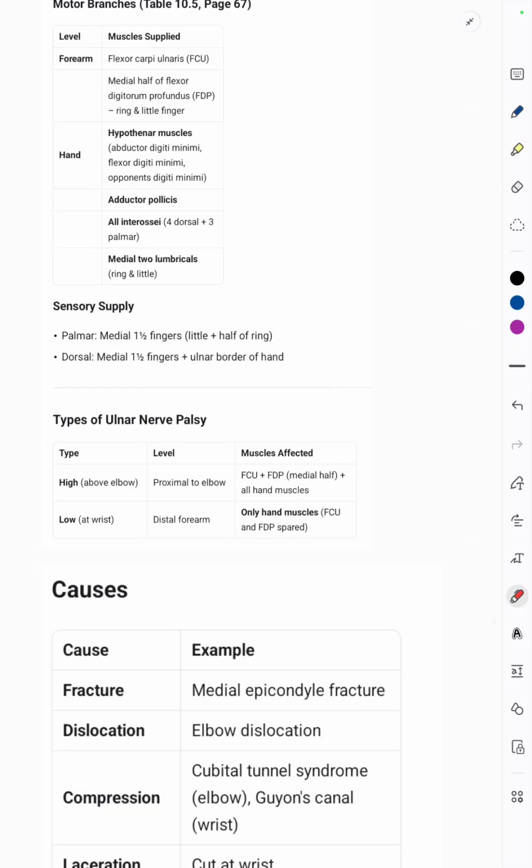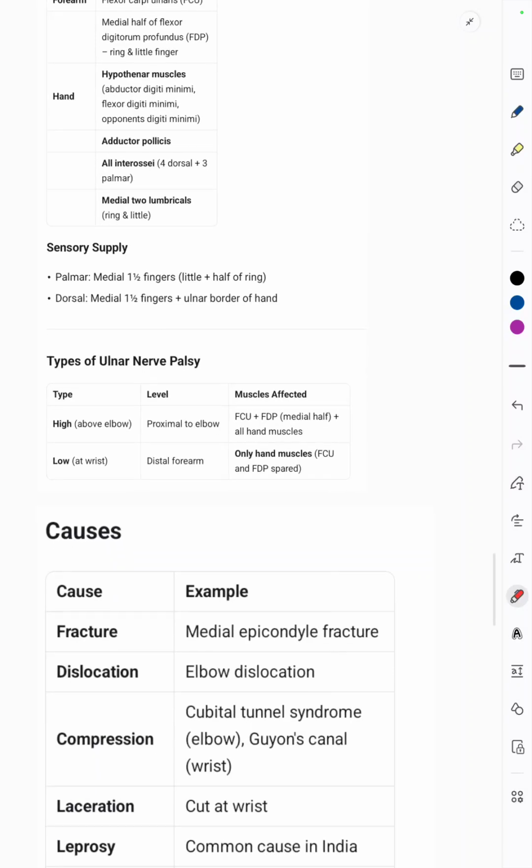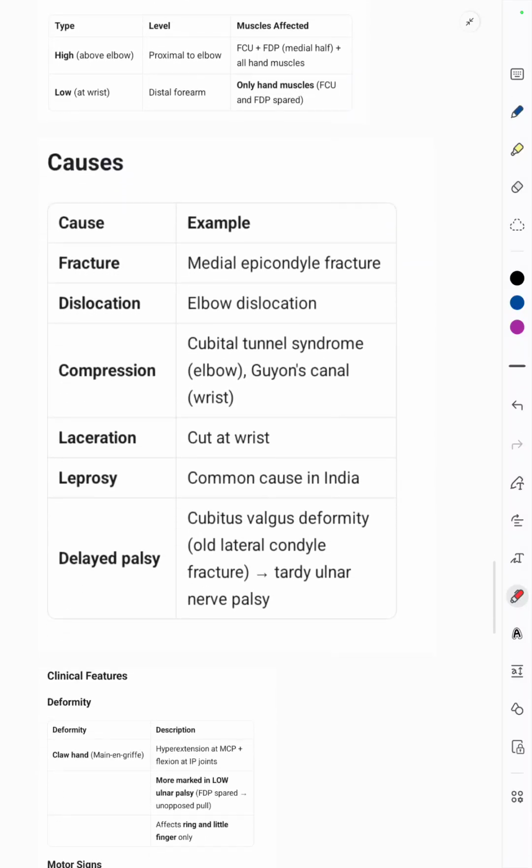Then types of ulnar nerve palsy: high ulnar nerve palsy is proximal to the elbow. It will affect the flexor carpi ulnaris and FDP muscles, while the low palsy at the wrist only affects the hand muscles. What are the causes of ulnar nerve palsy? The causes can be a fracture at the medial epicondyle, dislocation of the elbow, or compression at the level of the cubital tunnel, or Guyon's canal in case of the wrist.